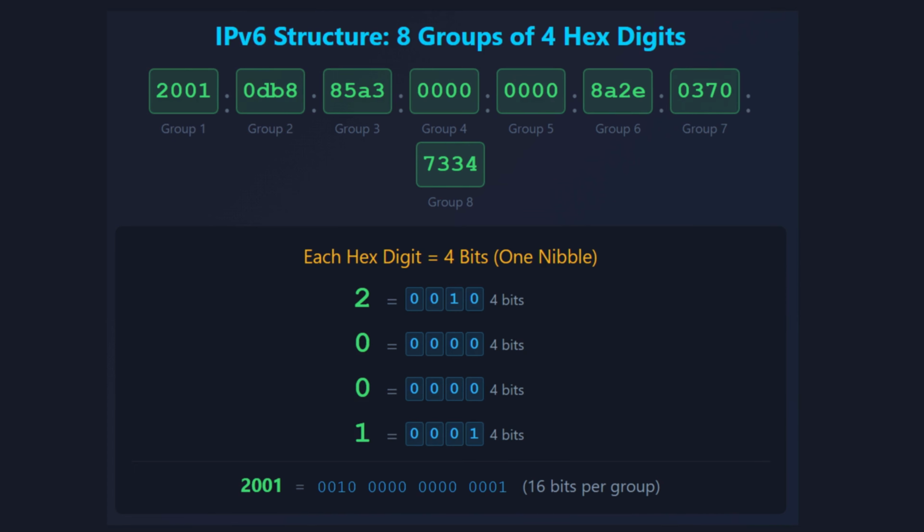So we think about how we said that nibbles were the bridge between binary and hexadecimal. If you see a hex digit like A in an IPv6 address, you immediately know it represents the binary value of 1010. So if we think about that first group of 2001, the 2 in hex is 0010 in binary. The 0 in hex is all zeros in binary. Again, the 1 is 0001 in binary. So we know that 2001 in hex is 0010 with 8 zeros, and then 3 zeros and a 1 in binary, which is 16 bits.